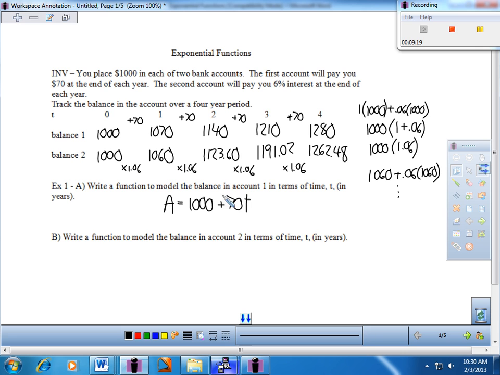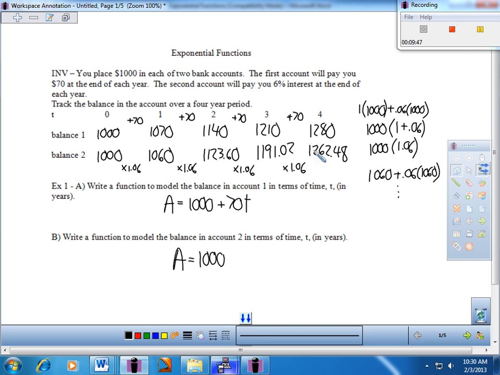Nice. Now, let's see what you remember from last year. Could you write a model based on this situation? Same deal, guys. You're starting with 1,000. Let's put the 1,000 in place. And I am repeatedly multiplying by 1.06. First year, second year, third year, fourth year.